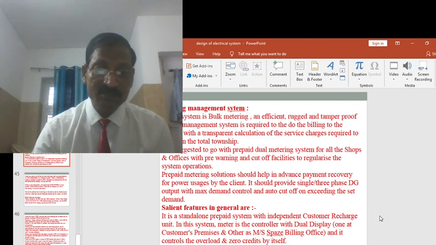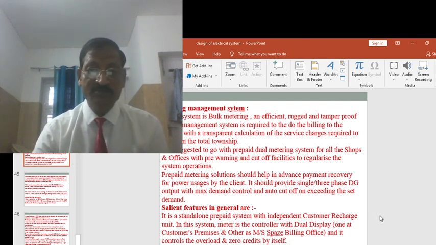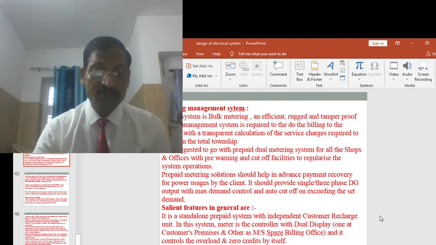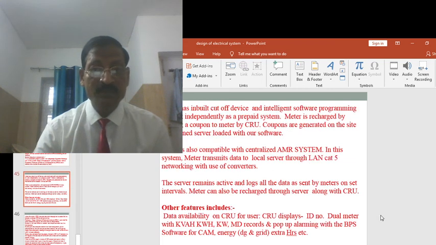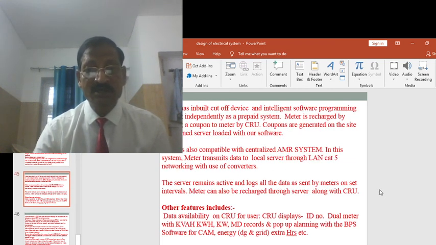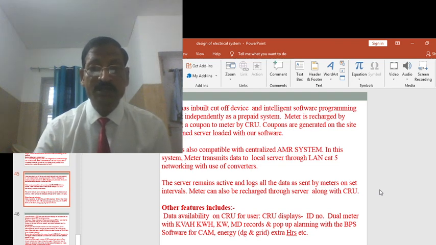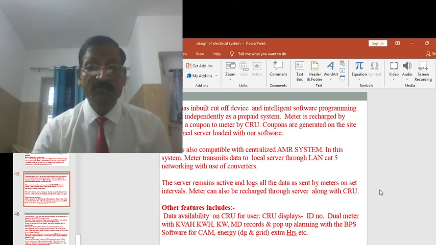Salient features in general are: a standalone prepaid system with independent customer recharge unit. In this system, meter is controlled with dual display, one at the customer premises and the other in the common areas meter panel. Meter has inbuilt cutoff device and intelligent software programming to work independently as a postpaid system. Meter is recharged by sending a coupon to meter by CRU. Coupons are generated on the site, maintained on a server loaded with our software. Meter is also compatible with the centralized AMR system.